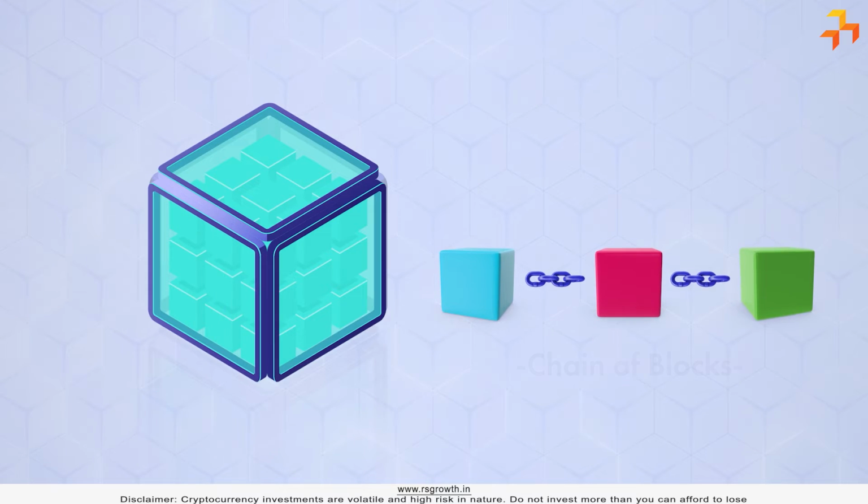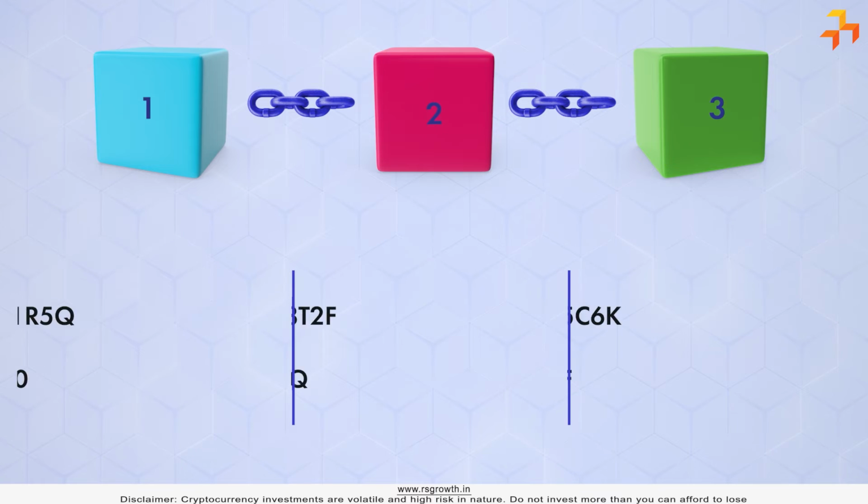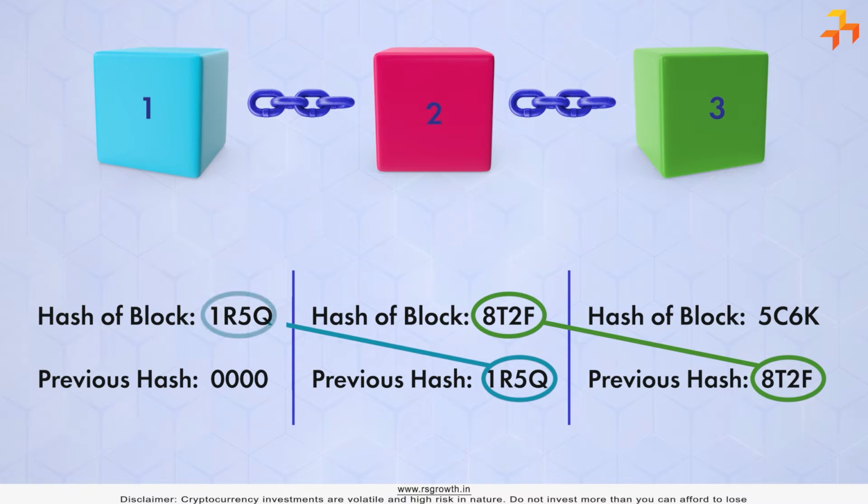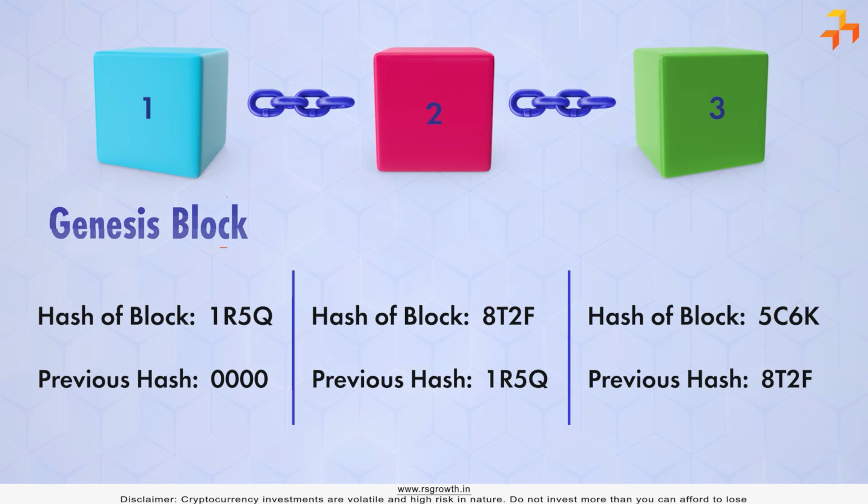Let's take an example. Here we have a chain of 3 blocks. As you can see, each block has a hash, and the hash of the previous block. So block number 3 points to block number 2, and number 2 points to number 1. Although, the first block is a bit special, it cannot point to previous blocks, because it's the first one. We call this the Genesis block.